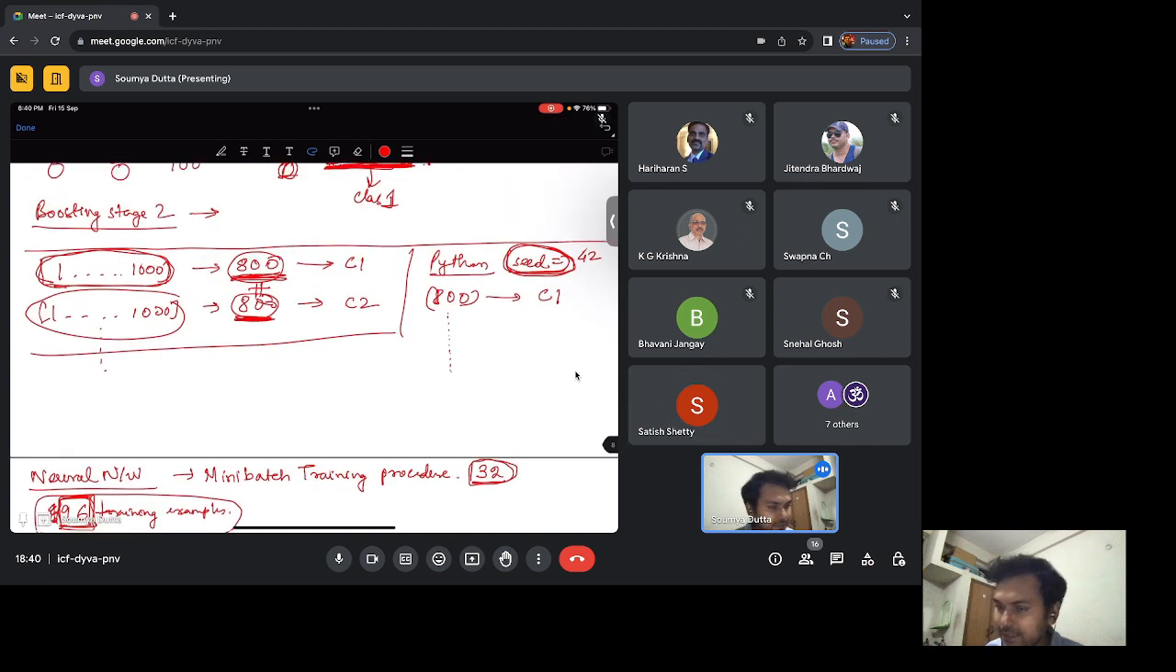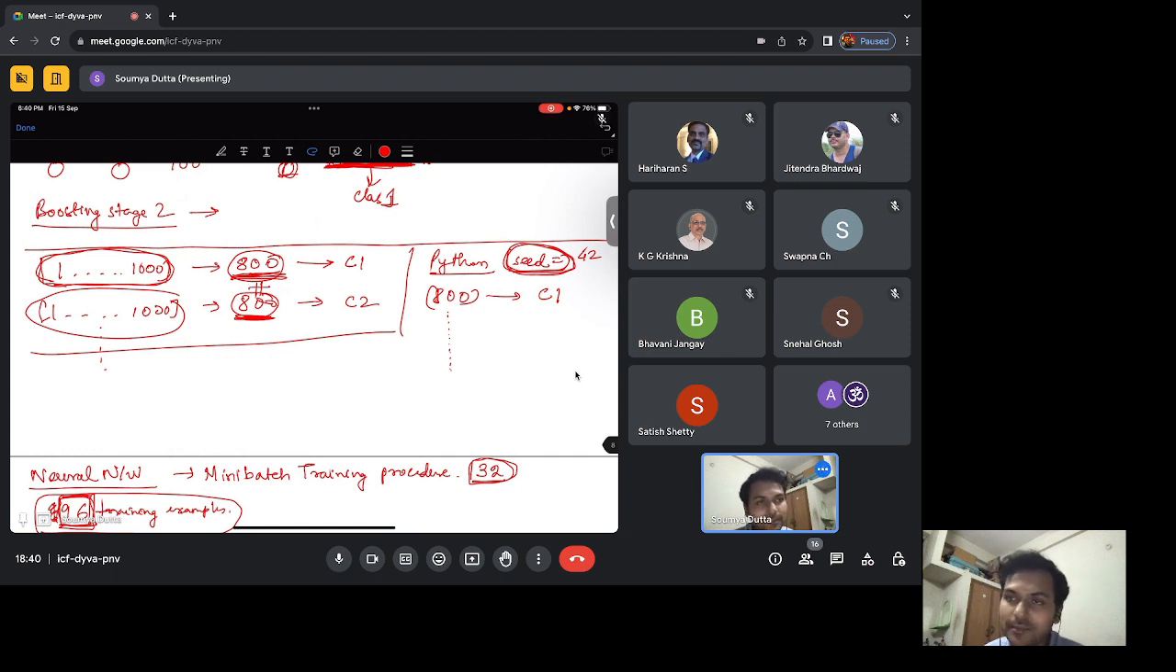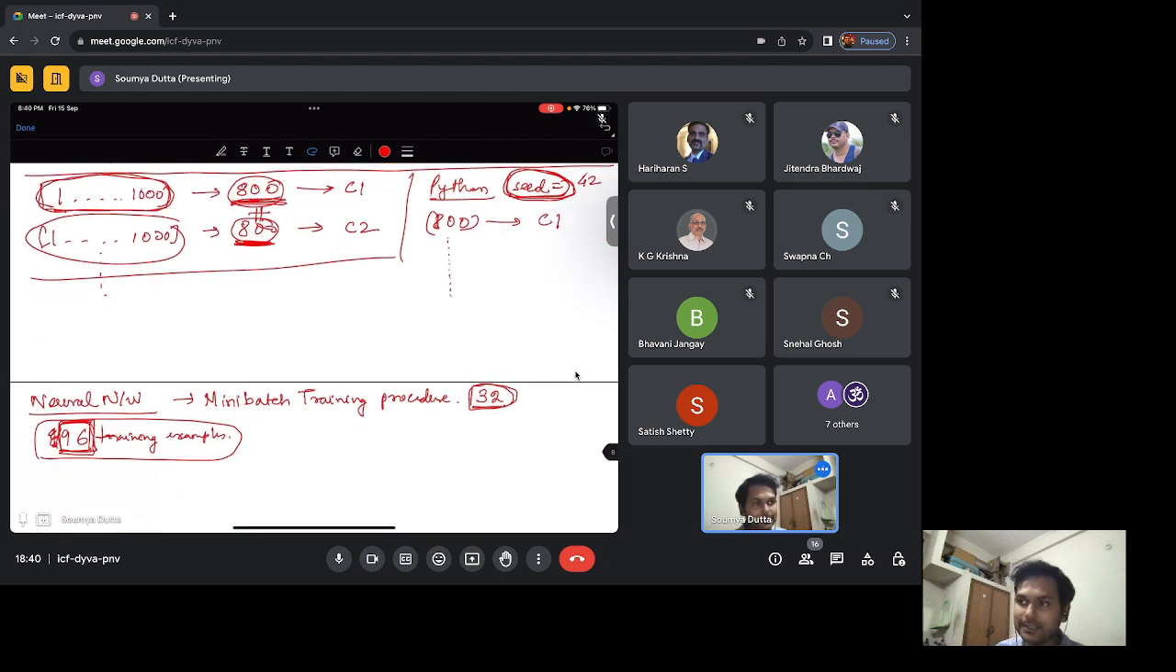But sampling and all these things are very relevant to this bagging sort of thing. Even boosting is a weighted sampling, which is different, but at least in bagging sampling is very relevant. And for neural networks you should think of mini batch training procedure the way it is. Don't think of it as sampling with or without replacement. Don't think of it as sampling at all.